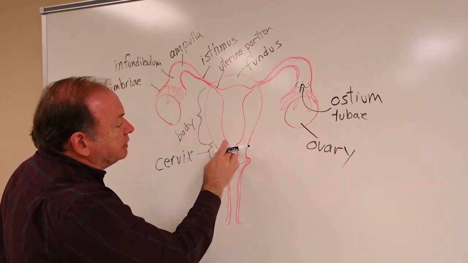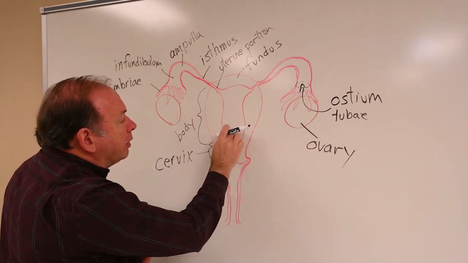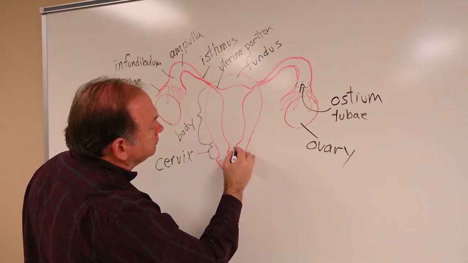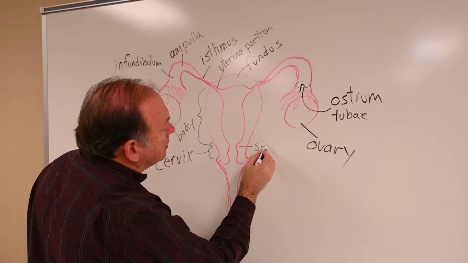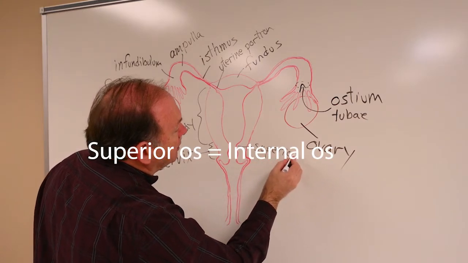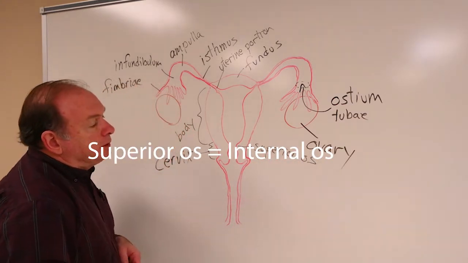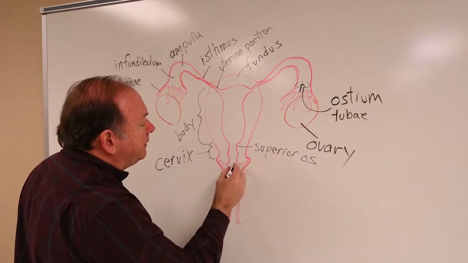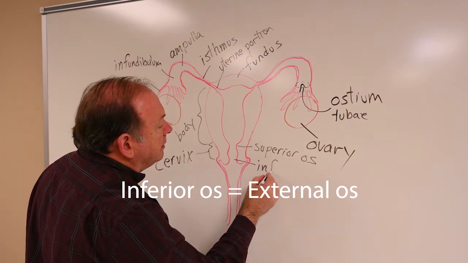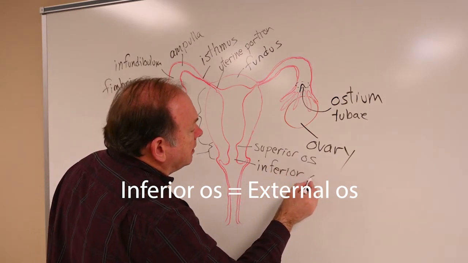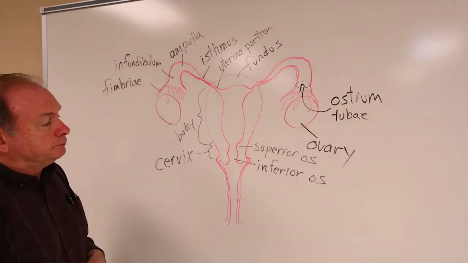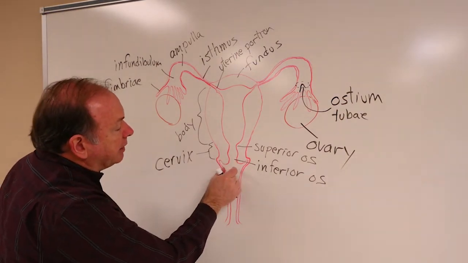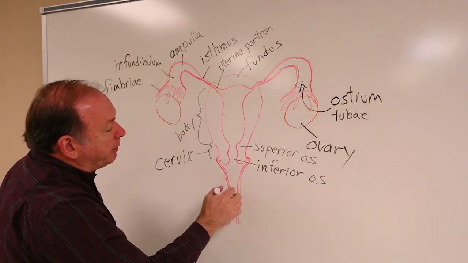In the cervix region, there's a narrowing below the main body central region right here. It's called the superior os. This os refers to that narrowing, and then there's an inferior os. The end of the cervix extends a little bit down into the upper part of the vagina.